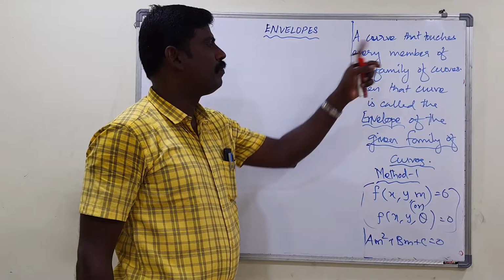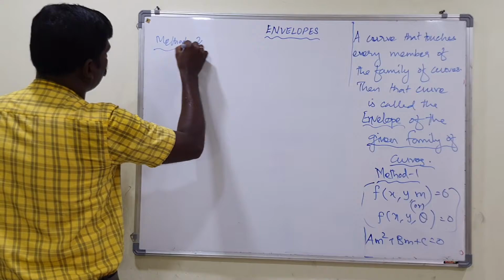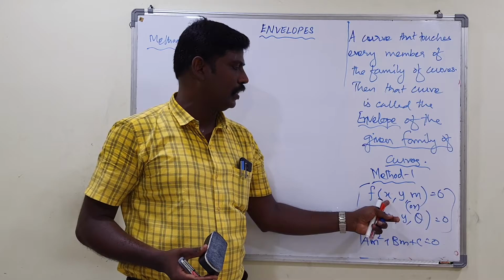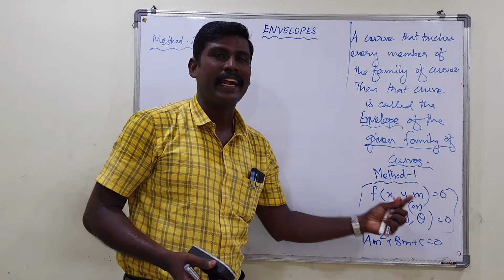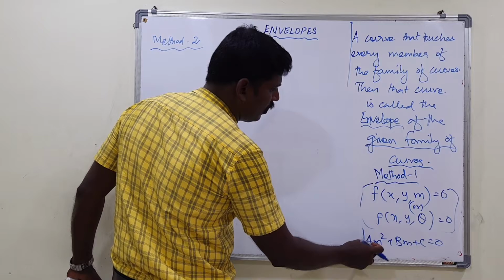So now I am going to discuss the problem based on method 2. How does method 2 differ from method 1? Suppose the given curve is given in the form of f of x comma y comma m equal to 0, and suppose this curve cannot be written in the form of a quadratic equation in m. Then what can we do to find the envelope of the curve? If it is possible to write the given equation as a quadratic equation in m, then we can follow the steps in method 1.